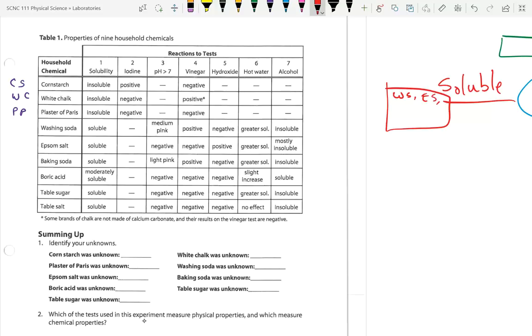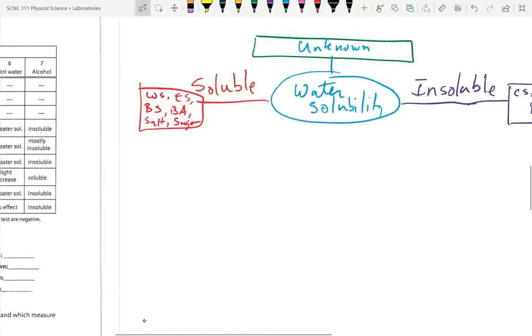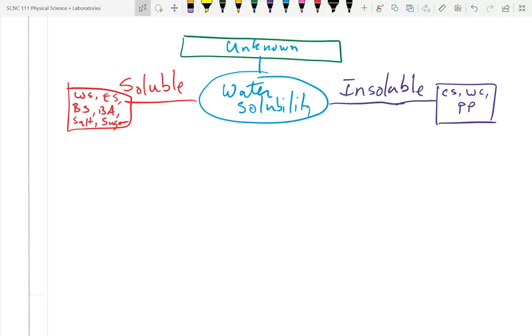Epsom salt, baking soda, boric acid, salt or sugar. I use salt and sugar for the last 2. So here is what I have so far. My first test with 2 possible outcomes, soluble, boom, or insoluble the other side. Then I have to decide, what am I going to do for the next test?